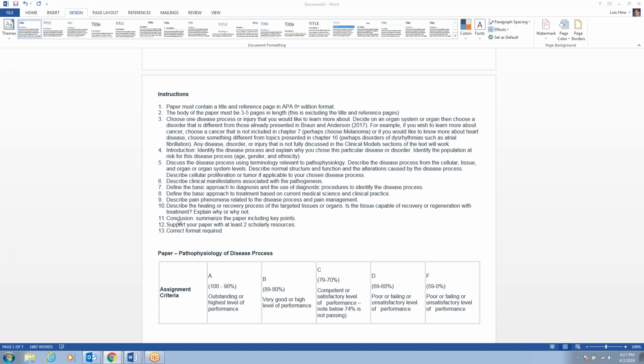So again, you can have a conclusion word up on top there and just summarize your paper's key points. Make sure you're supporting your information with at least 2 scholarly resources. No Wikipedia. If you've all been through NUR 125, you know what a scholarly resource is and you've been using them. So make sure you have at least 2 scholarly resources. And then use correct format. If you're a nursing student, APA, and if you are physical therapy students, AMA. All right. Any questions about these instructions?